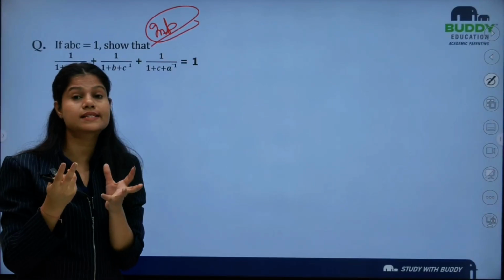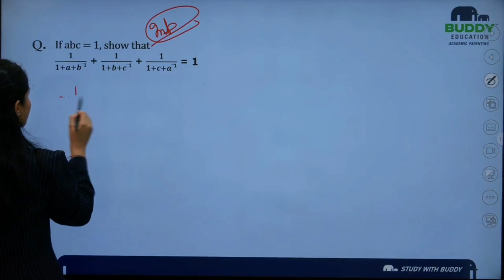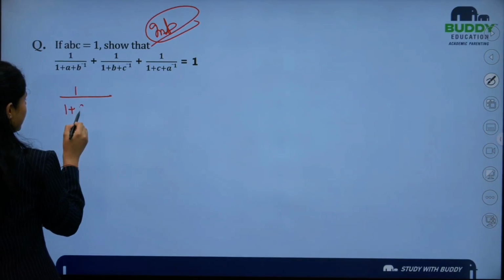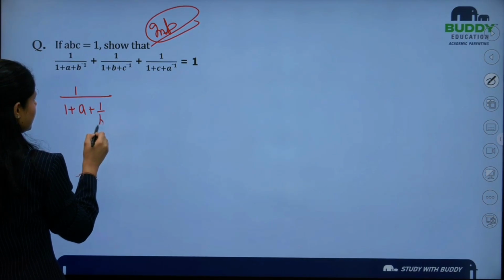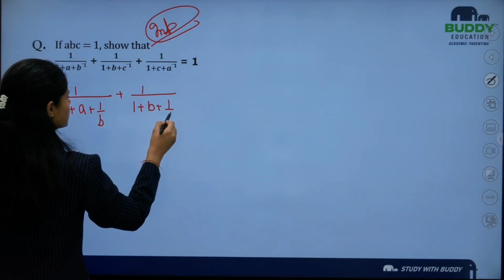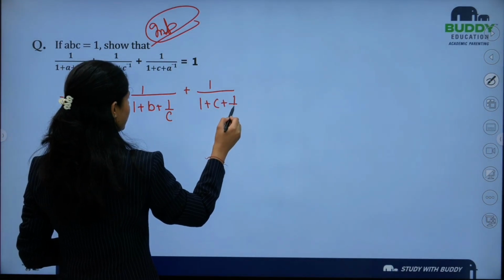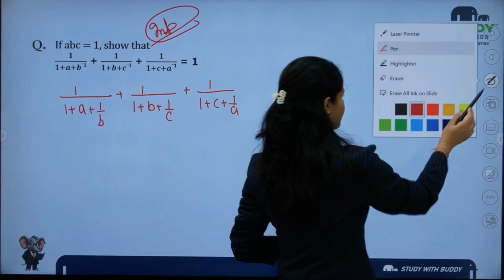So we know that we have written one rule that a raised to the power minus m is equal to 1 upon a raised to the power m. We'll perform that. So this will be a plus 1 upon b, this will be 1 upon 1 plus b plus 1 upon c, and the last part will be 1 plus c plus 1 upon a. All right. Now what after this?